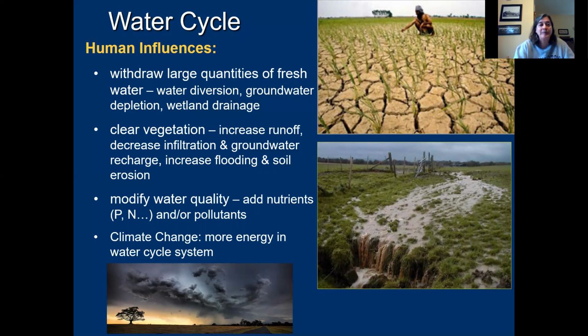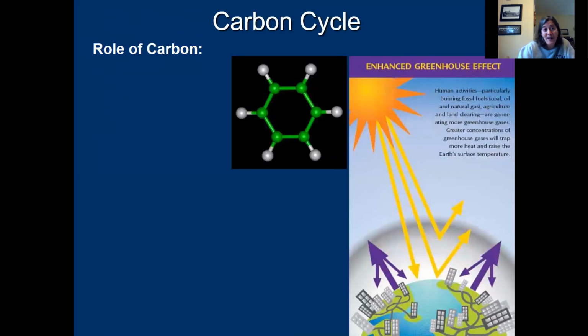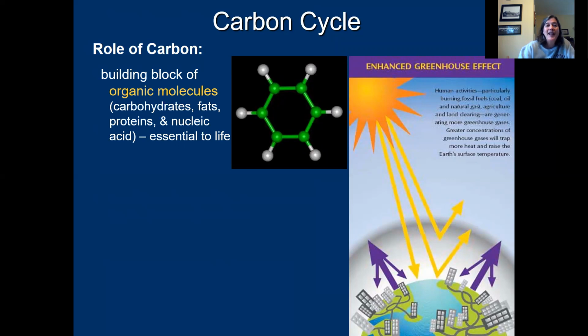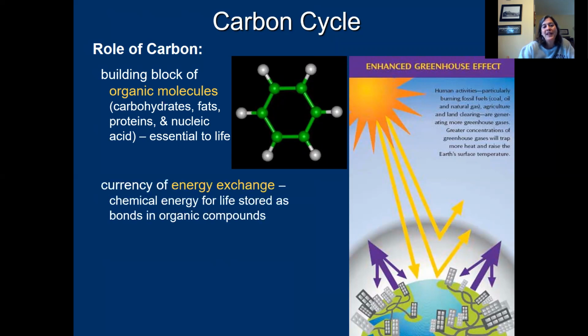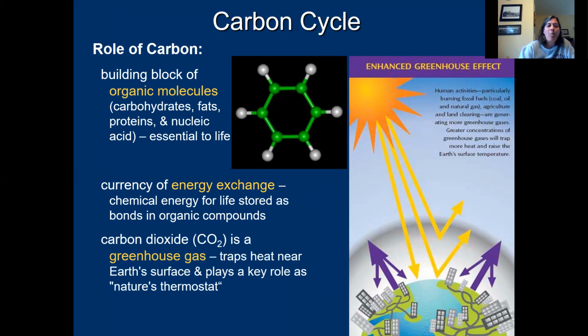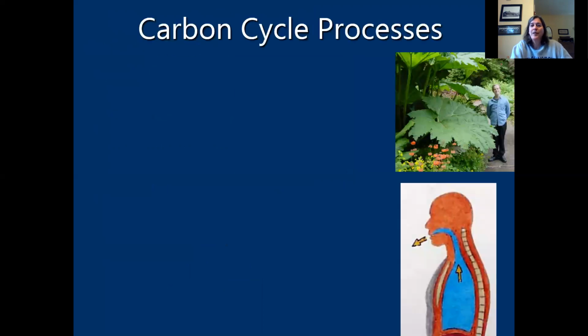So carbon, of course, is the basis of life. It's a building block of all organic molecules. It's the currency of energy exchange. We talked a little bit about photosynthesis and chemosynthesis in the last lecture, and it's stored in those organic compounds. It's also a greenhouse gas, so it's going to trap heat near the Earth's surface. It kind of runs our thermostat. A certain amount of carbon dioxide is good. Too much carbon dioxide, as you know, can drive excess heating of the atmosphere, which can then drive too much climate change.